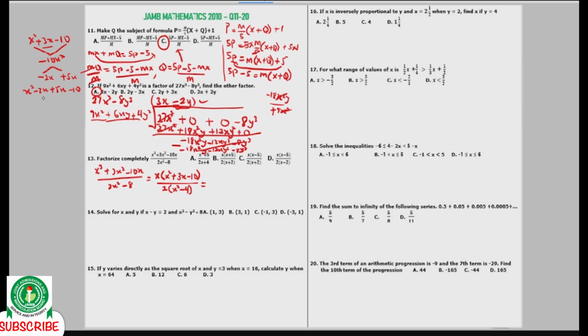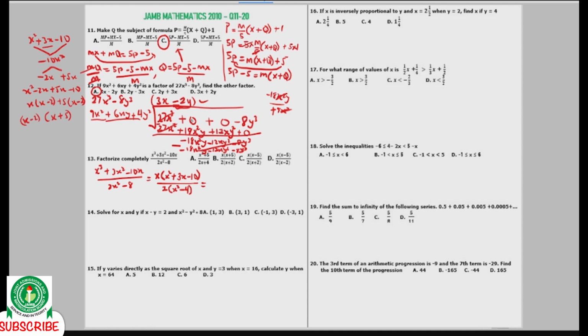So now let's factorize. What do we have here now? x open bracket x minus 2, plus 5 is common to both, open bracket x minus 2 as well, bracket close. So you put this together, we have x minus 2 into bracket x plus 5, meaning that your x minus 2 and x plus 5 can replace x squared plus 3x minus 10.